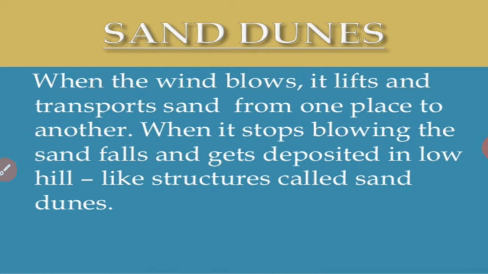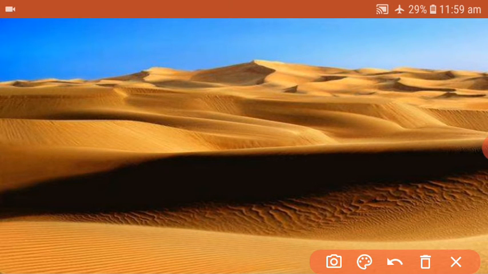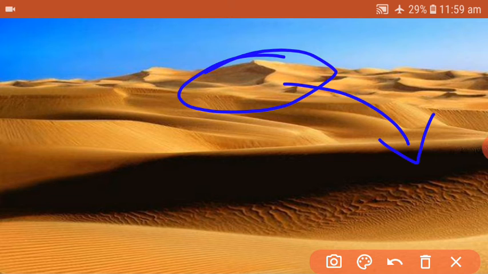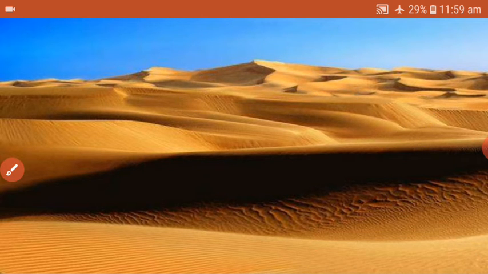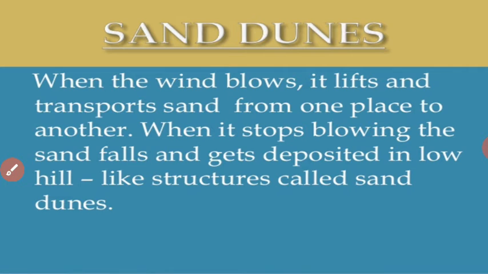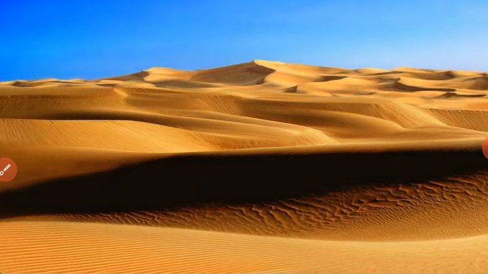Next we have the sand dunes. They look like this. When the wind blows, it lifts and transports sand from one place to another. Because of the fast movement, the sand has moved from one place to another. And when the wind stops, these sand particles fall in another area, meaning they are deposited in another part. So in such a way it keeps on changing. When it stops blowing, the sand falls and gets deposited in low hill like structures. They are known as sand dunes. You can find the picture of sand dunes.